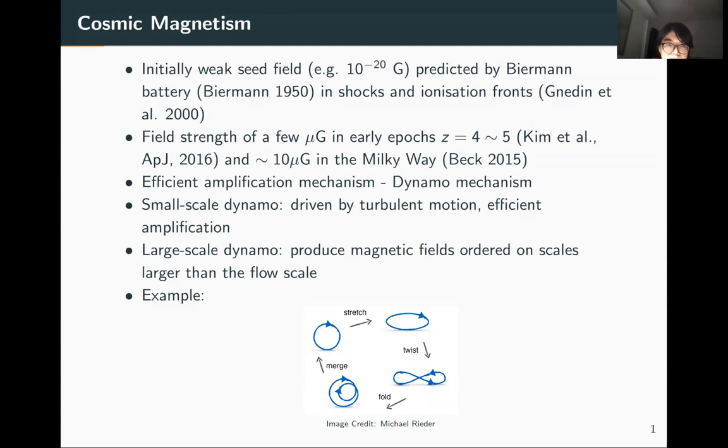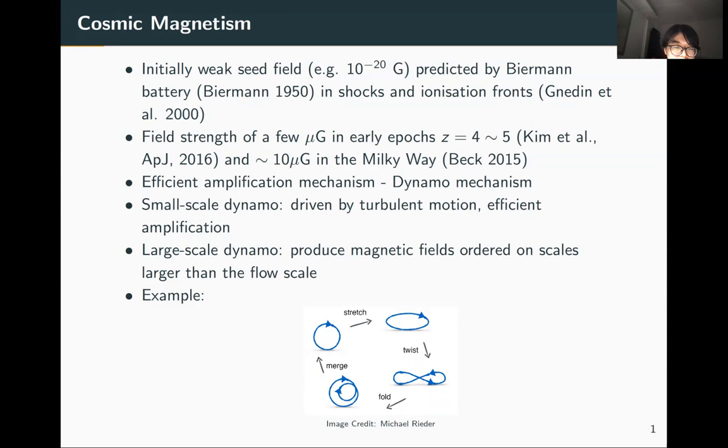There are two types of dynamo. A small-scale dynamo is driven by a turbulent motion and it features efficient amplification, while the large-scale dynamo produces magnetic fields ordered on scales larger than the flow scale.